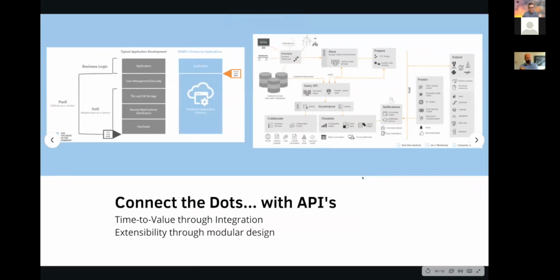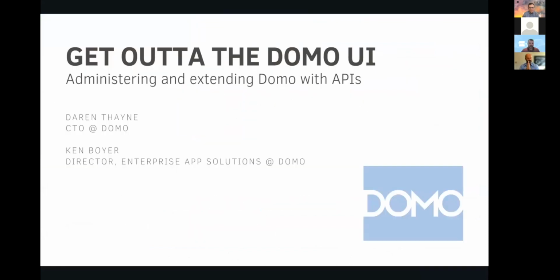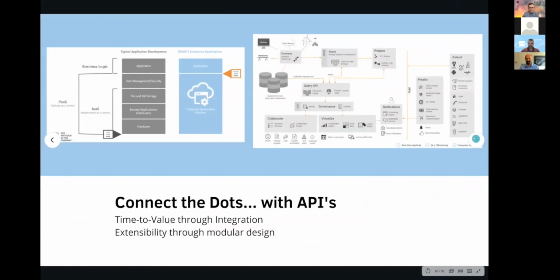Okay. So I guess we can start here. Getting out of the Domo UI: administering and extending Domo with APIs. I have always stressed the importance of Domo being an open platform. One key element of that is that the platform can be both extended and managed via APIs. At Domo, we have a remarkably talented team of product managers, designers, developers, and QA, always hard at work extending the Domo platform.